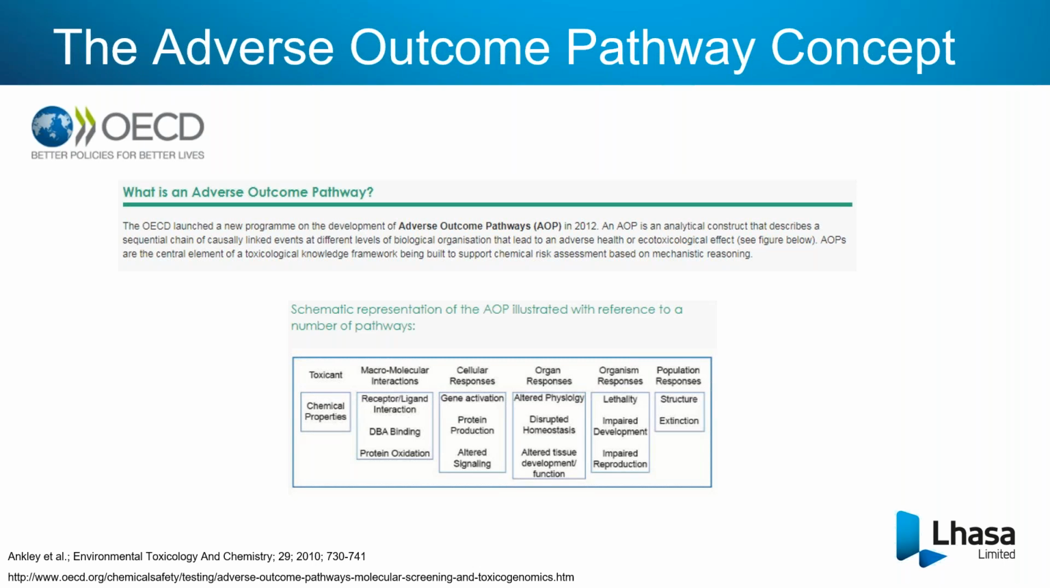Each of these falls into a level of biological organisation, which gets more complex as you get towards the adverse outcome at the end of the pathway, as shown in the schematic. They also have links between each of these key events, called key event relationships, and the strength of these links can be described by biological plausibility, empirical evidence, and essentiality.